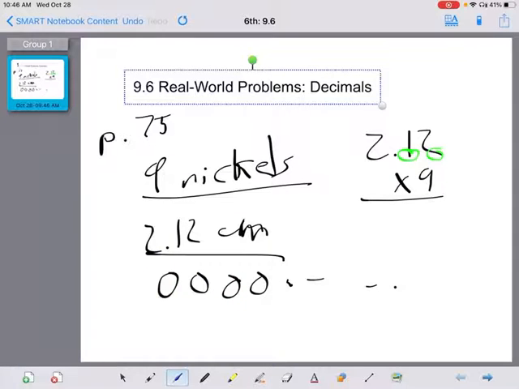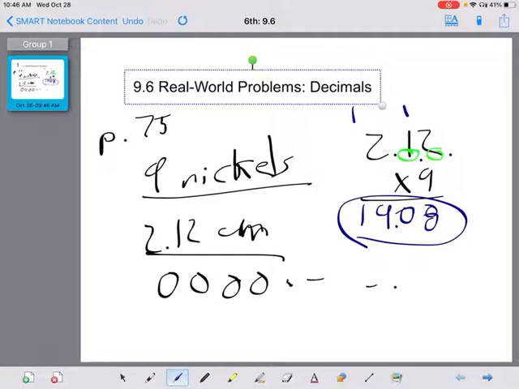9 times 2 is what? 18. 9 times 1 is 9, plus 1 is 10. 9 times 2 is 18, so 19. So that's my final answer, right? No, why? What do I have to remember? That's right, the two decimal spots. 1, 2, boom. 19.08 is my final answer, right? No, what did I forget?